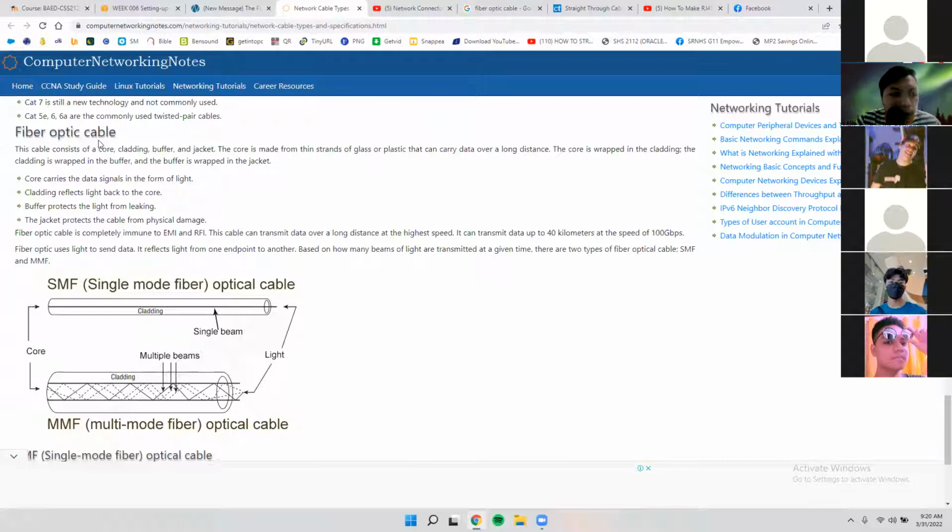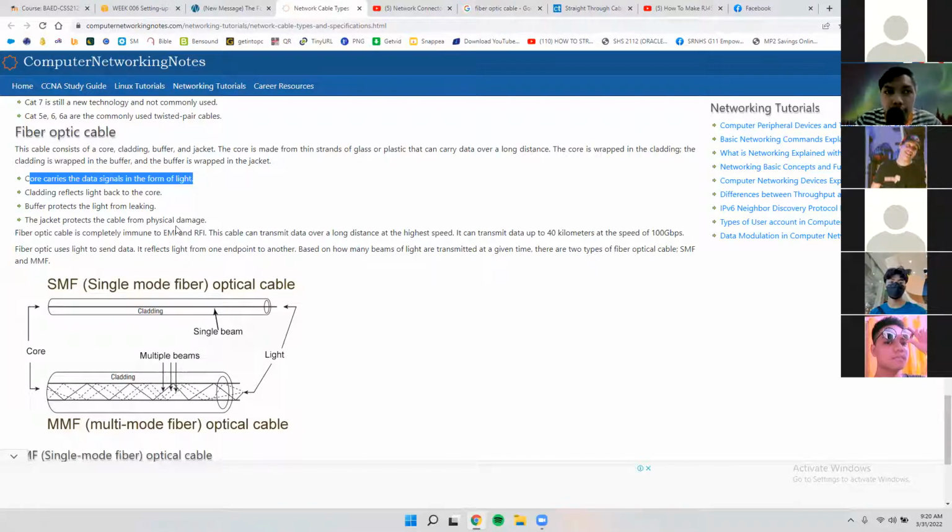So sabi dito, it goes to core, cladding, buffer, and jacket. This core is made of thin strands of glass or plastic that carry data over a long distance. So the core is wrapped with the cladding, the cladding is wrapped with the buffer, and the buffer in the jacket. So the core carries data signals in the form of light. So yun yung source niya para makapag-transmit siya ng data.